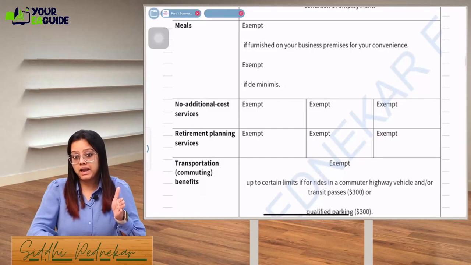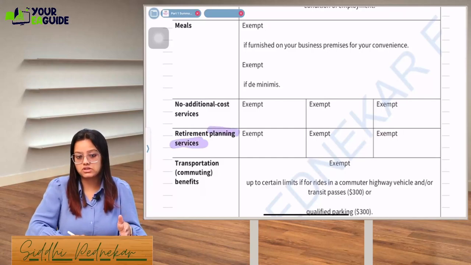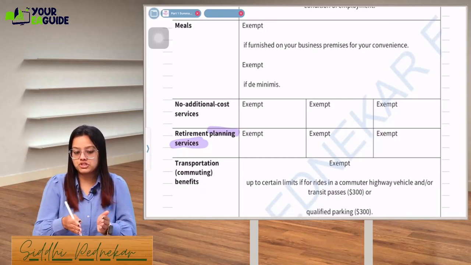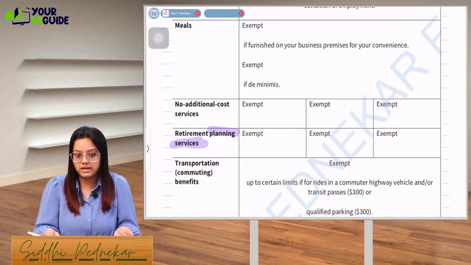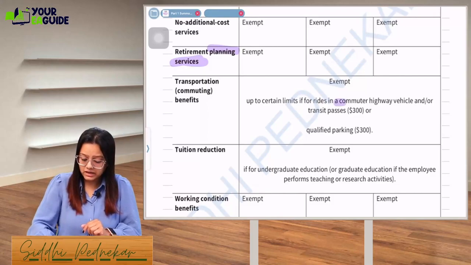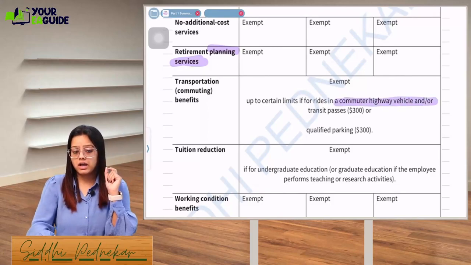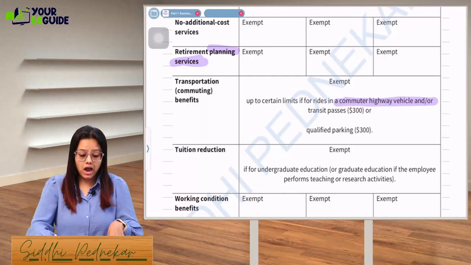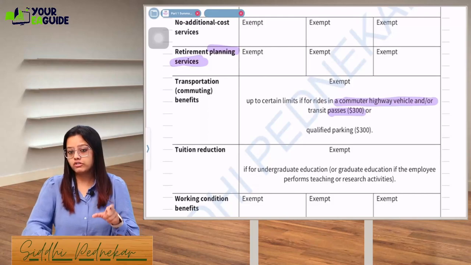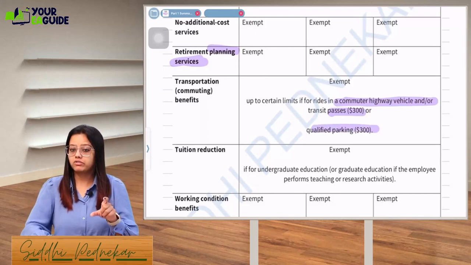Okay, retirement planning services. They have hired a retirement planning company or an agency, and they are just providing the services for educating employees on how to save money and all. So that is exempt. Transportation services will be exempt up to certain limits for rides in a commuter highway vehicle, meaning the employer is going to pay a fixed amount for your transportation. So how much will be exempt? Transit pass, if you get up to $300, it will be exempt. Or if you receive qualified parking up to $300, it will be exempt.